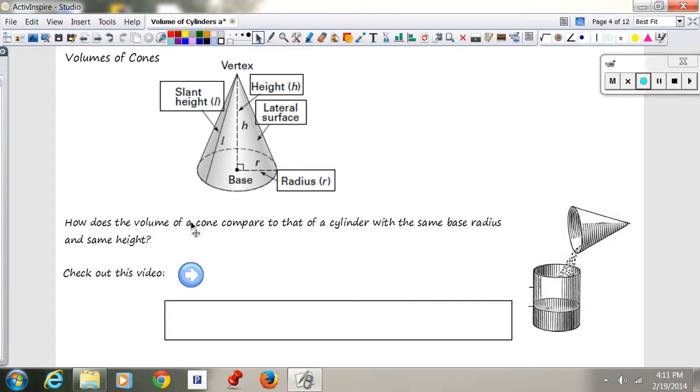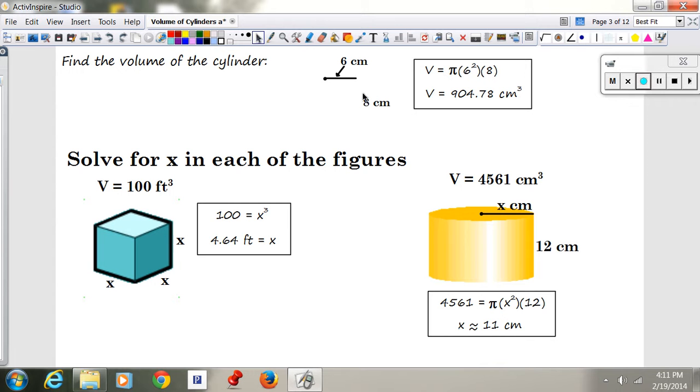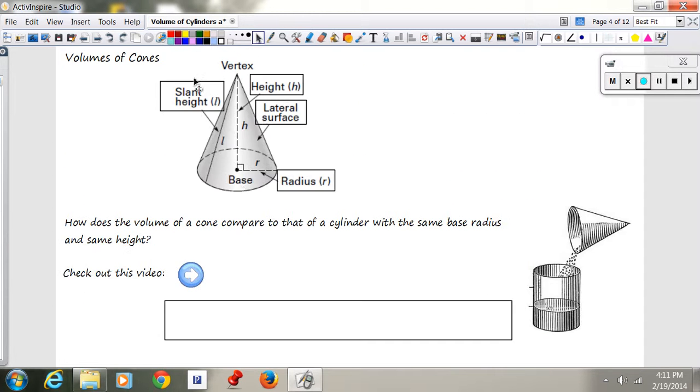So how does the volume of a cone compare to that of a cylinder with the same base radius and the same height? Because we saw the cylinder, we took the area of the base and just times it by the height. That's what we were doing back over here. We did the area of the base, pi r squared, times the height. So now we have a cone which still has a circular base, but it's not filled in all the way. So how does that relate?